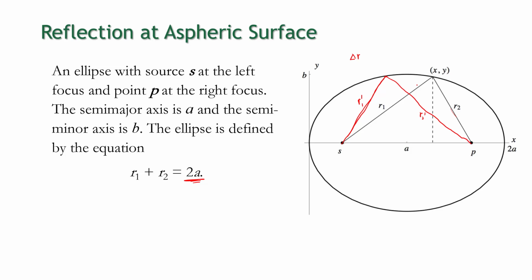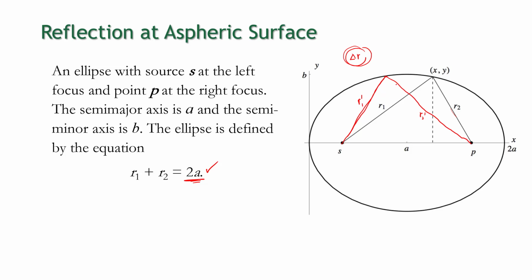So you see here, this one is shorter than that, right? So let's say this one is delta R shorter than that one. That means this one needs to be longer than that one by the same amount, because we need to make it constant, just to fulfill this condition for the ellipse.